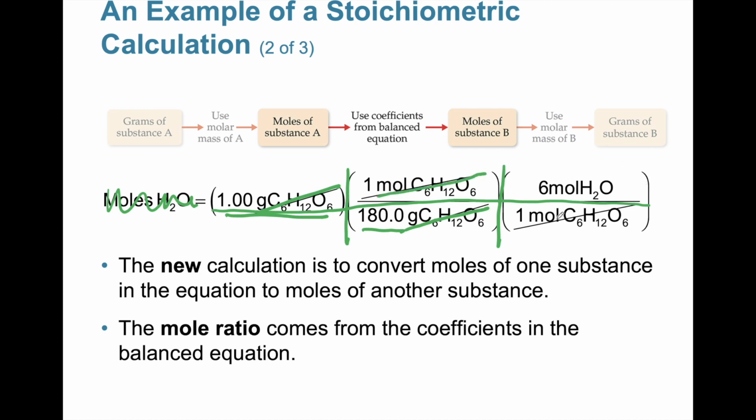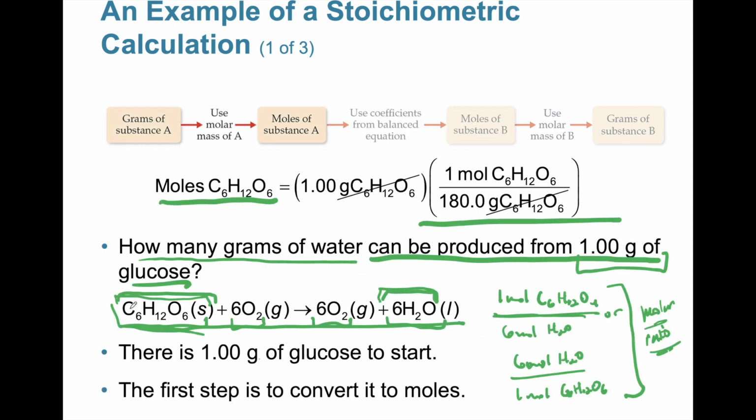So here's your molar ratio right here. For every 6 moles of water, there is 1 mole of glucose. So this is the molar ratio. This is the important part. You won't be able to work this without this right here. So again, if you don't know what the molar ratio is, where did you get that from? We get it from the balanced chemical equation. There's no way to do it otherwise.